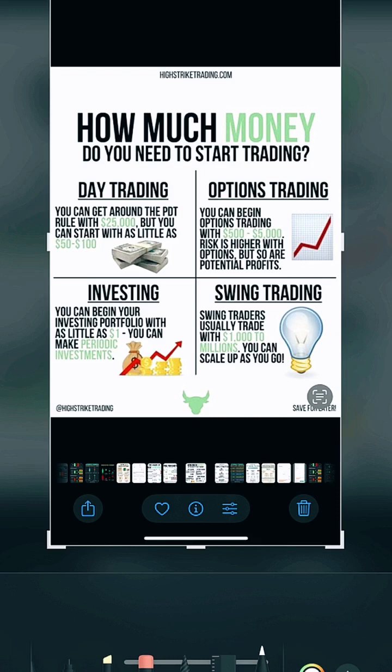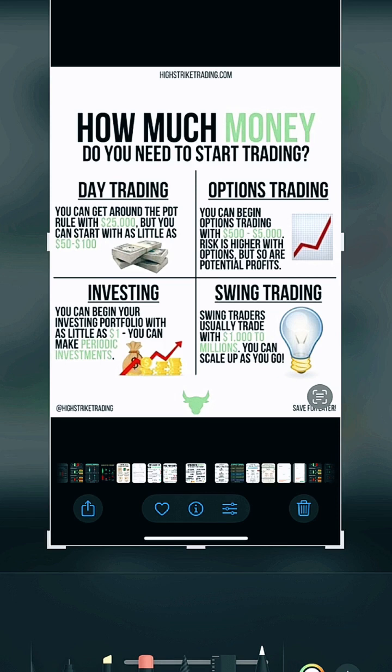But if you go to a cash account, you can take as many trades as the money you got allows. As many trades as your buying power will let you. So as much as you want to. But that's only if you're in a cash account.